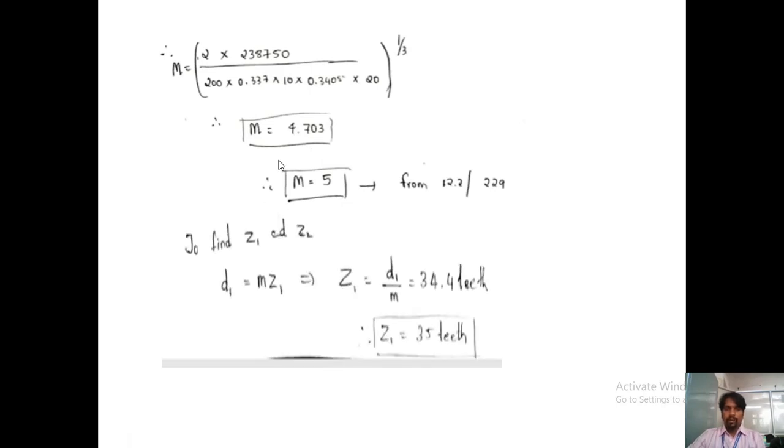So once we know the module, we need to calculate the corrected value of z1 and z2 by using the simple relation d1 is equal to m z1. So z1 is equal to d1 by m, which will become 34.40, rounded off to 35 teeth. Once you round off the number of teeth on the pinion to 35, you need to use the relation i is equal to z2 by z1. So z2 will become i into z1. So that number of teeth on the gear becomes 88 teeth.